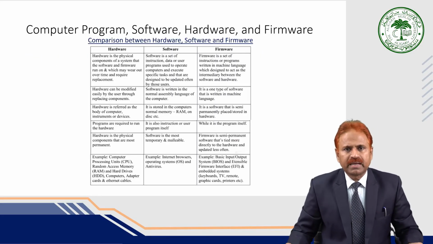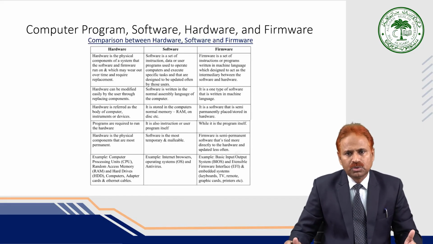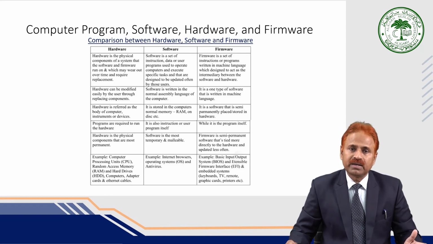Here we do have a comparison chart between hardware, software and firmware. So dear learners, you can go through this information which is available over here. So we basically have a summary sort of thing. Hardware is a physical component of the system that the software and firmware run on and which may wear out over time and require replacement.